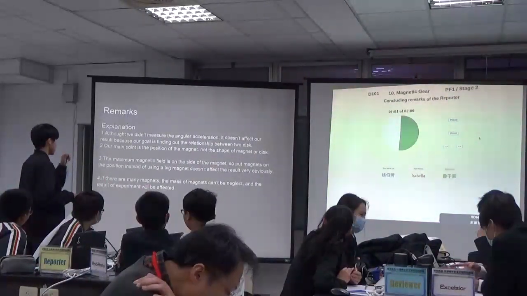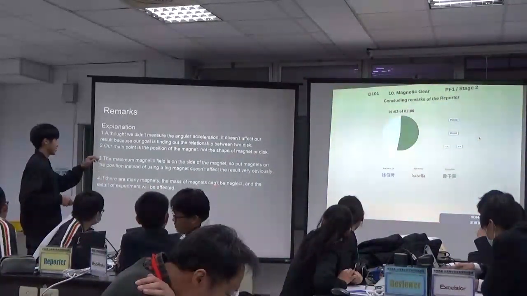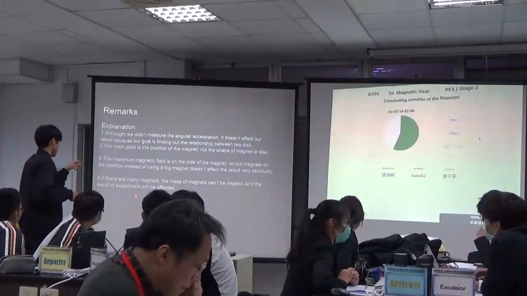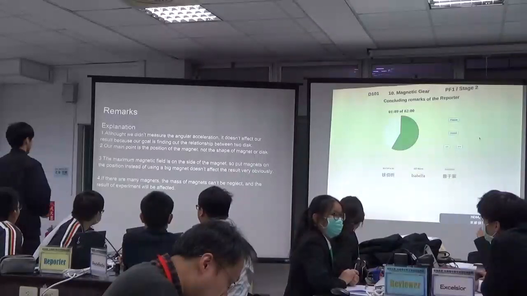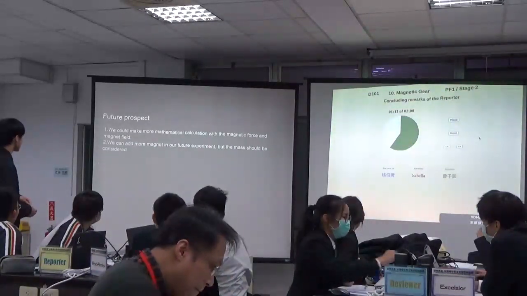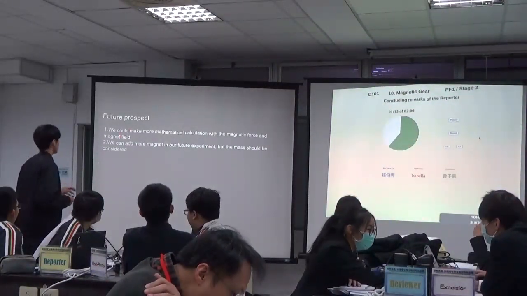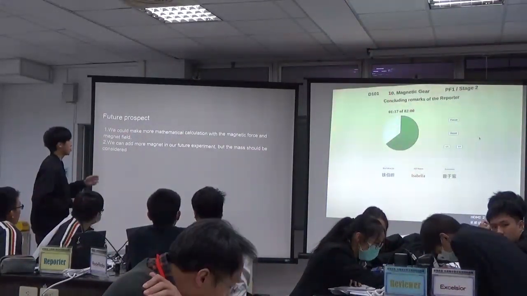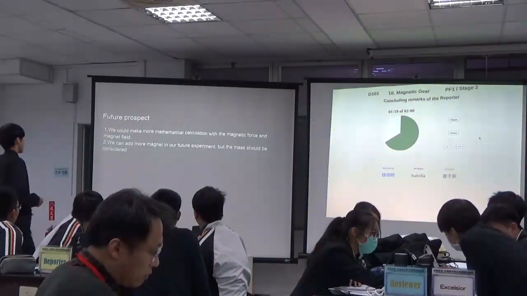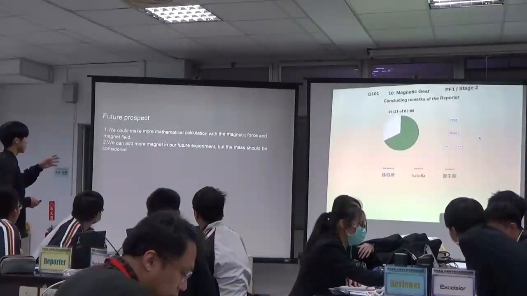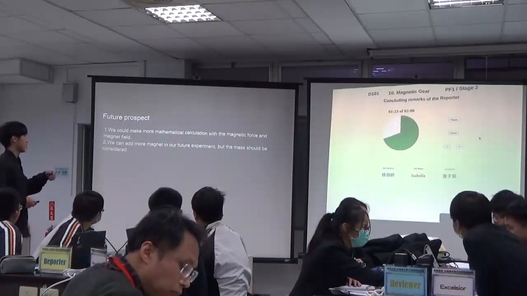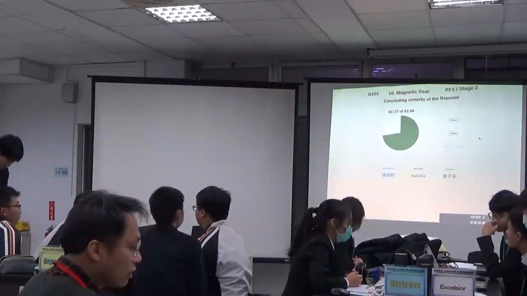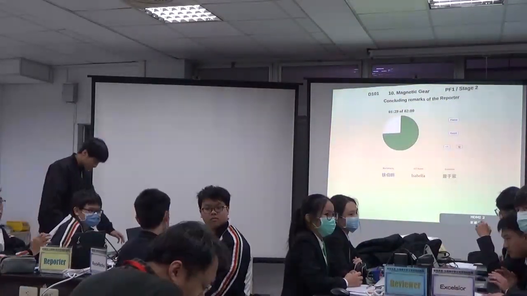If there are many magnets, the mass of the magnets cannot be controlled, and the result of the experiment will be affected. We have two future prospects. We could do more mathematical calculation between the magnetic force and magnetic field. And we can add more magnets in our future experiment, but the mass should be considered.